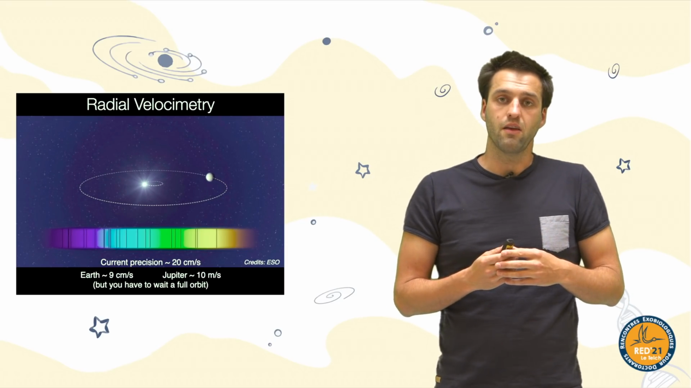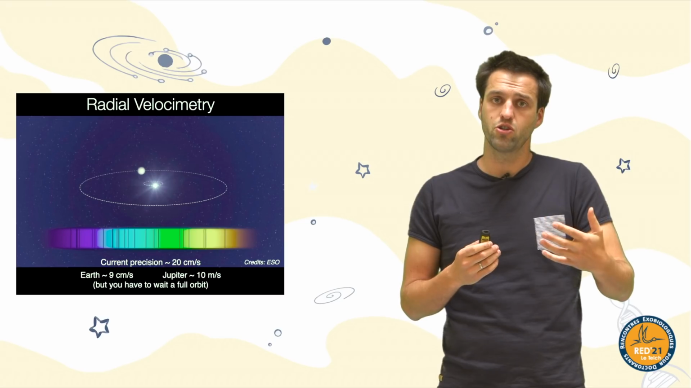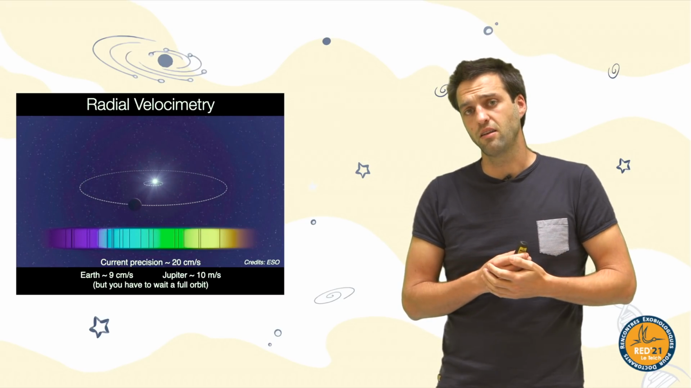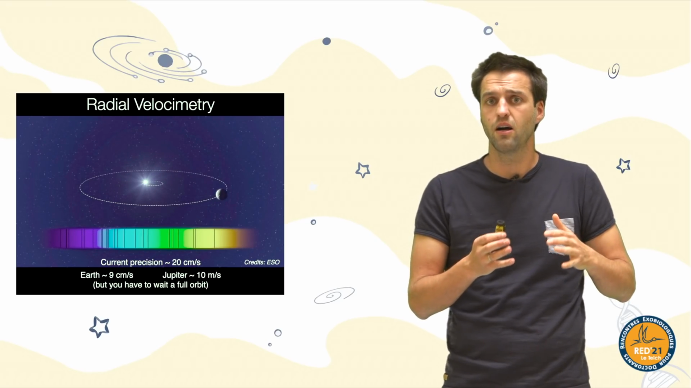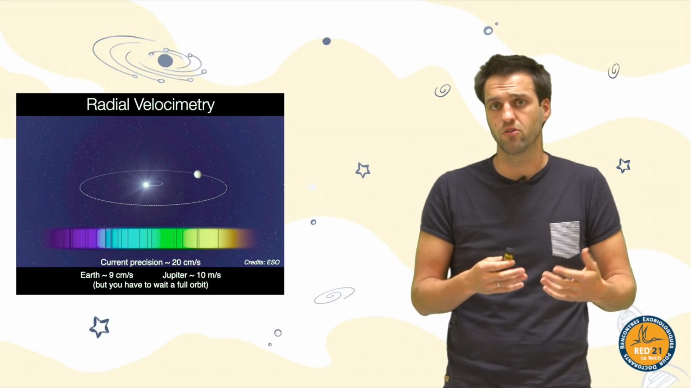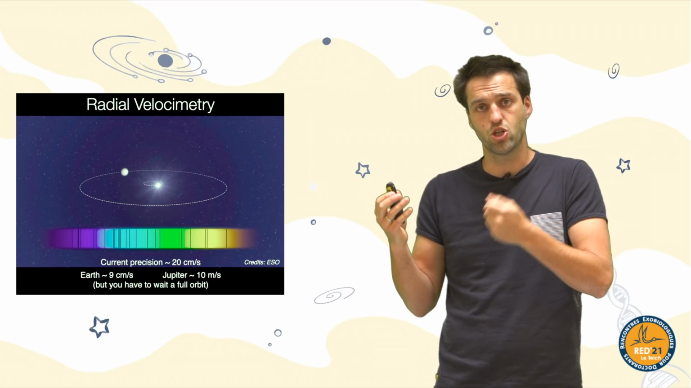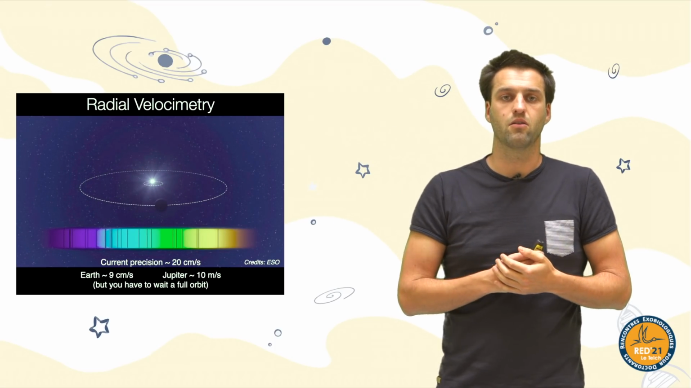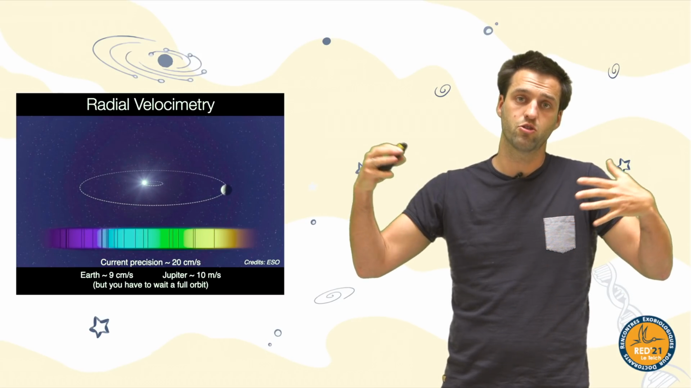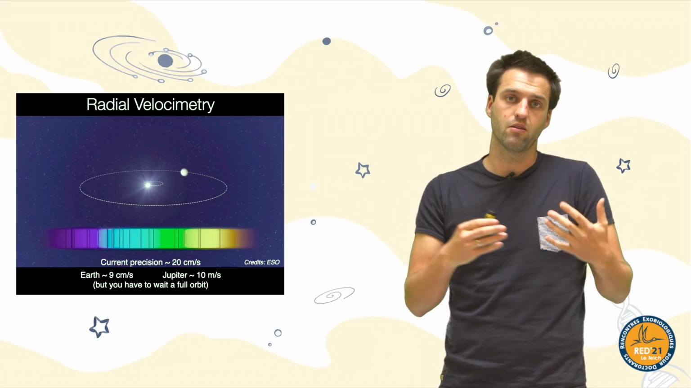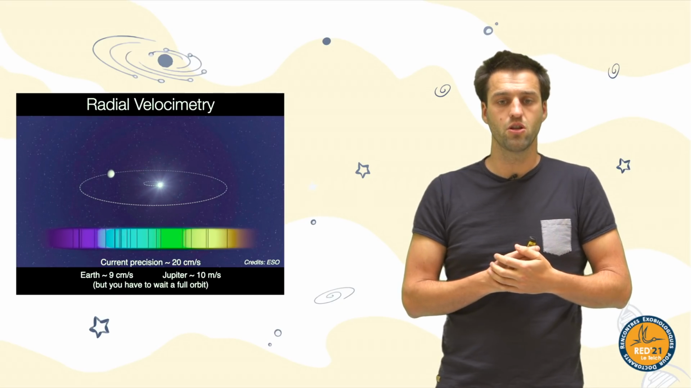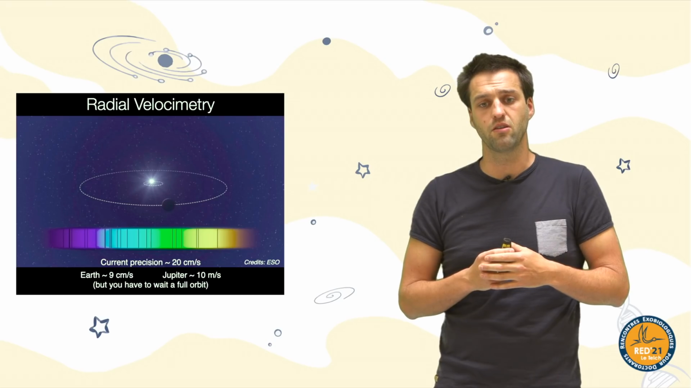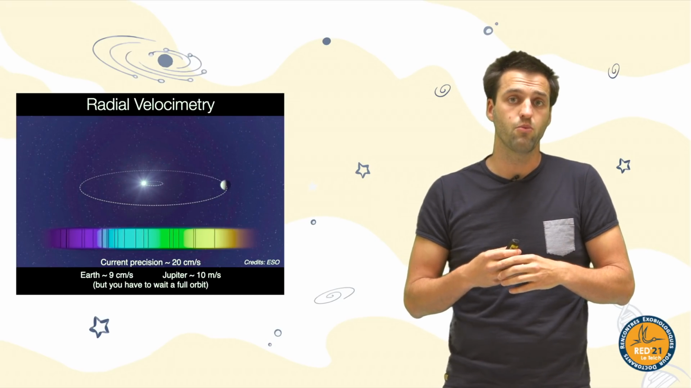So now, if we try to compute what is the motion that the Earth imprints on the Sun, we see that it's only 9 centimeters per second. So it's actually impossible for the moment to measure the motion of the Sun due to the Earth. But if we look at the motion due to Jupiter, because Jupiter is much more massive, it will imprint a much bigger motion on the star. And so the motion induced by Jupiter on the Sun is about 10 meters per second. So actually we can measure this.